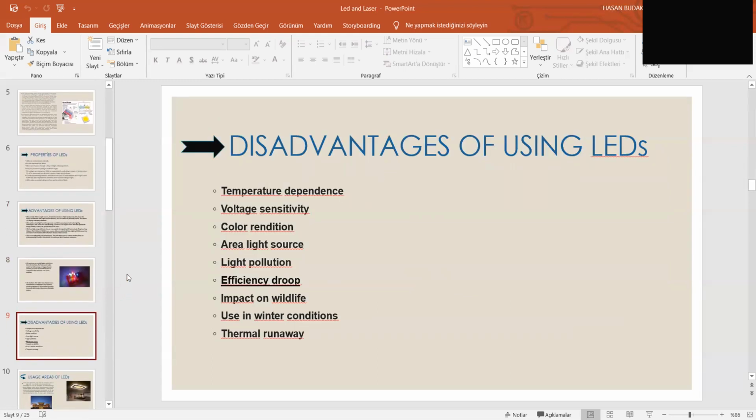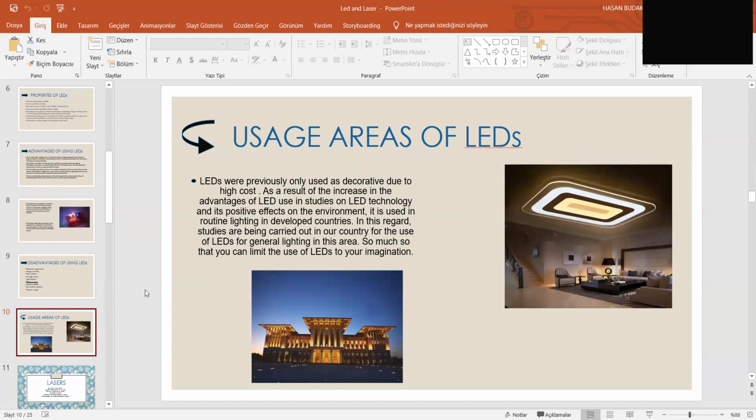Disadvantages of using LEDs: temperature dependence, voltage sensitivity, color rendition, area light source, light pollution, efficiency droop, impact on wildlife, use in winter conditions, thermal runaway. Usage areas of LEDs.